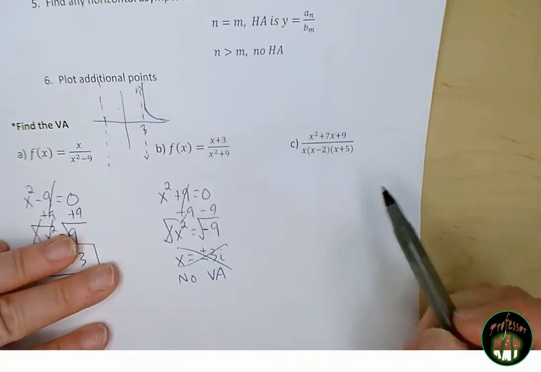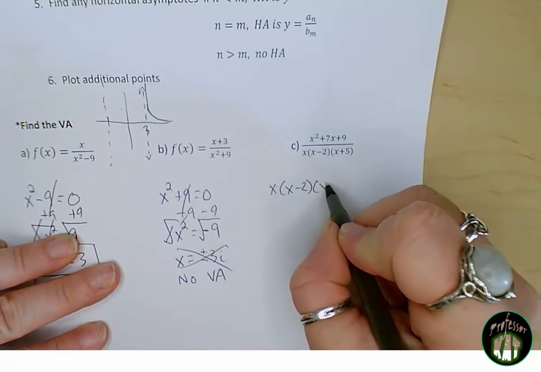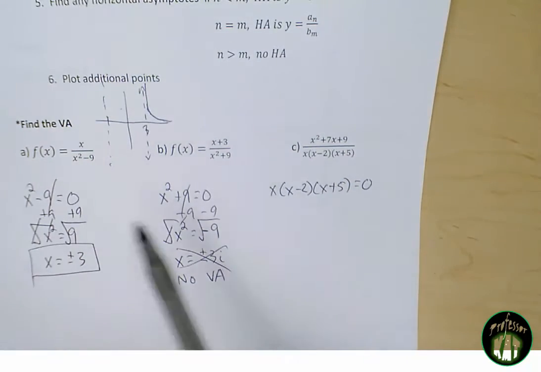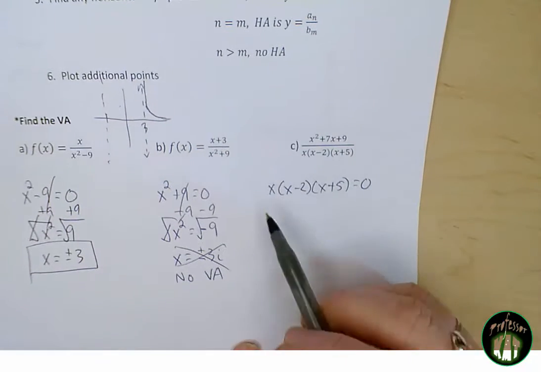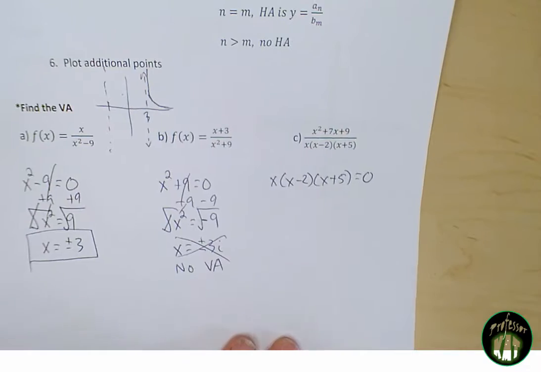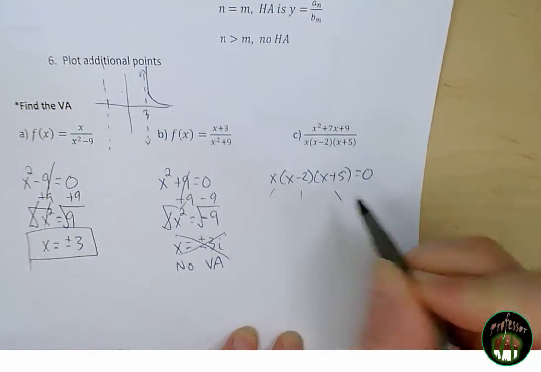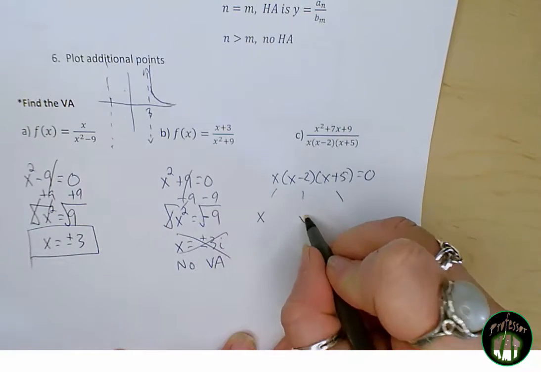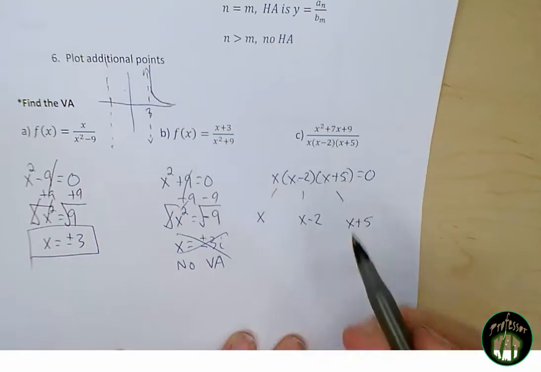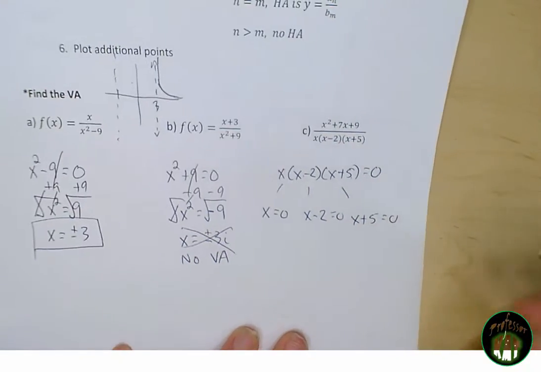Moving on to example C. Again, we want to take our denominator, set it equal to 0, and solve. So when I set this equal to 0 and solve it, it's going to be slightly different than my other ones here because this denominator is in factored form. Now, if it's in factored form and I want to solve it, we're just going to use the zero factor property that says split each factor up. We have x, x minus 2, and x plus 5. Split them each up, set them each equal to 0, and solve.